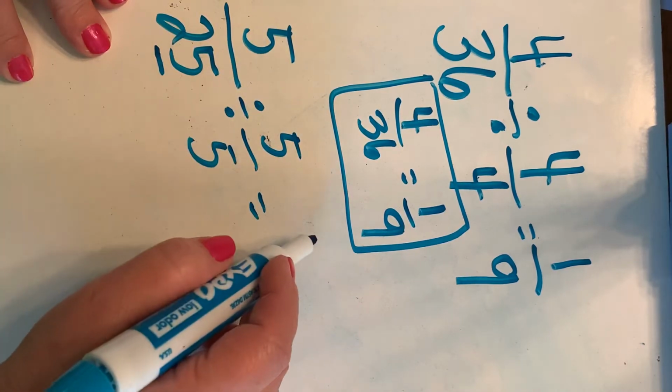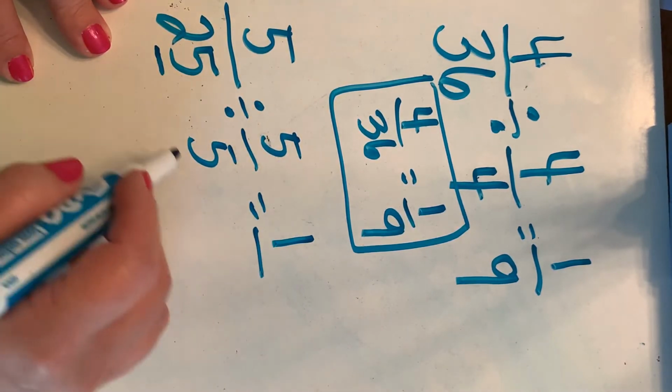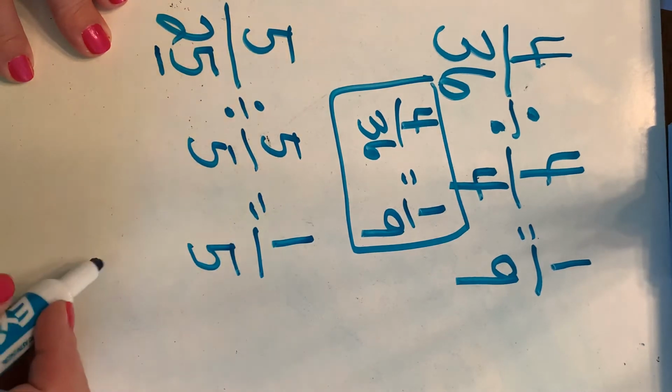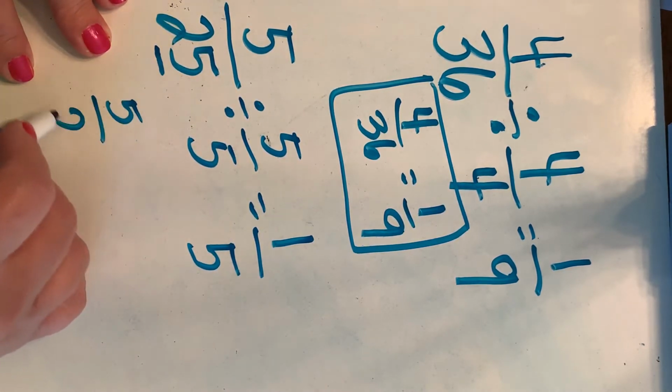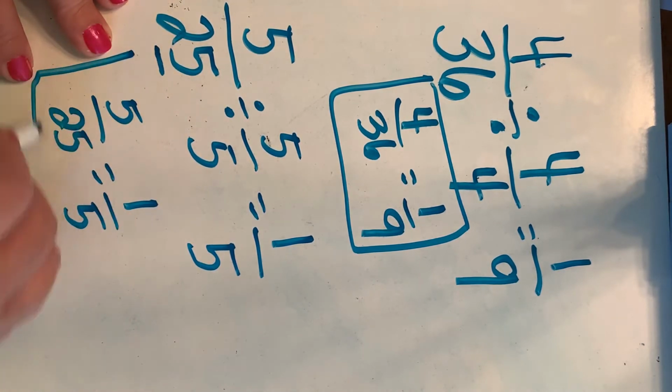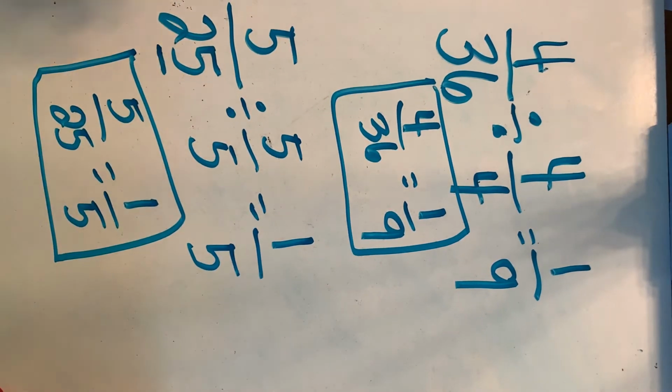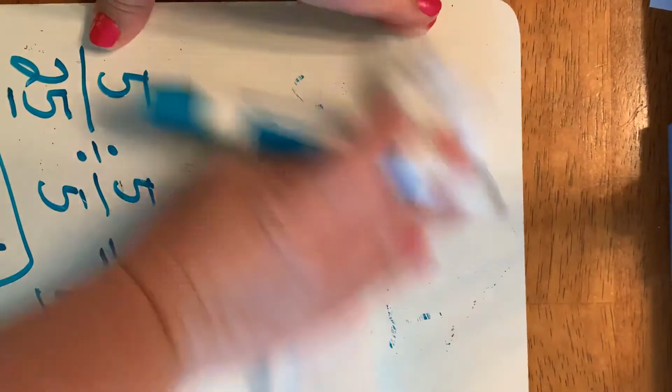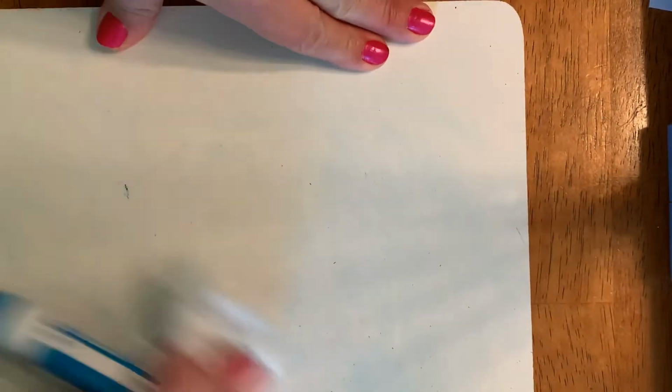So 5 divided by 5 is 1. 25 divided by 5 is 5. So 5/25 will reduce down to 1/5. Now it's not looking too hard, is it? I don't want it to look too hard to you.